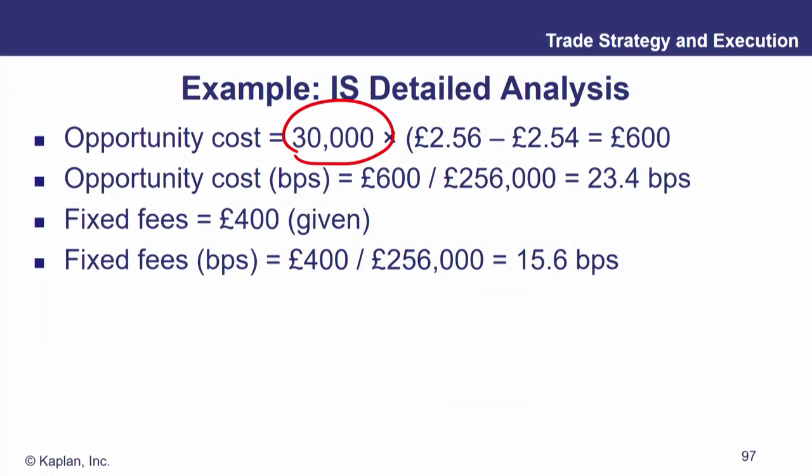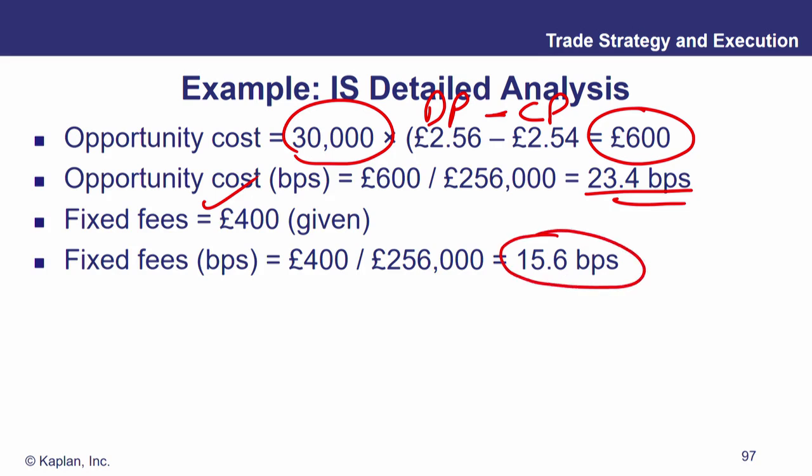Okay, so now the third component, let's take a look at the opportunity cost. Remember, we wanted 100,000 shares traded. We only got 30,000. So that 30,000, let's figure out what happened. So the 256 was the decision price. The 254 was the closing price. So this was an actual cost. This isn't negative, this is positive. The opportunity cost was 23.4 basis points. Then we look at the fourth and final component, the fixed fees. They told us it was $400. So 400 over 256,000, 15.6 basis points.